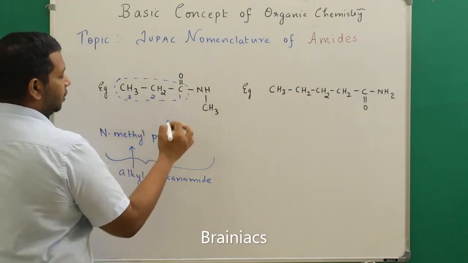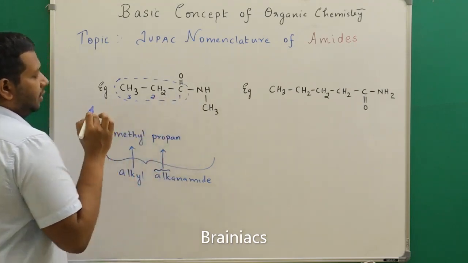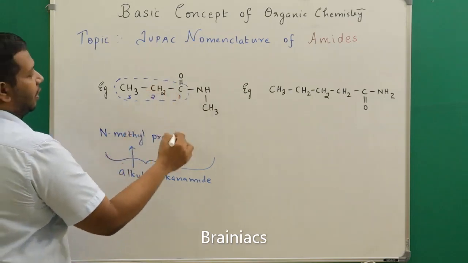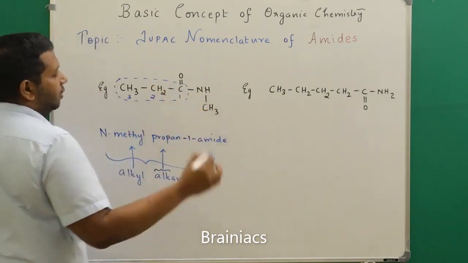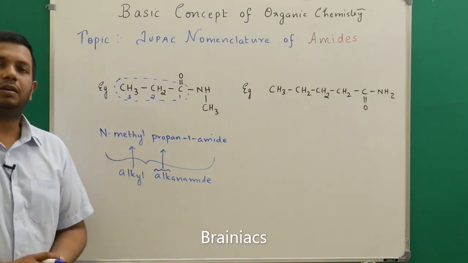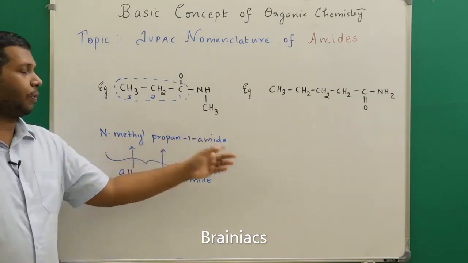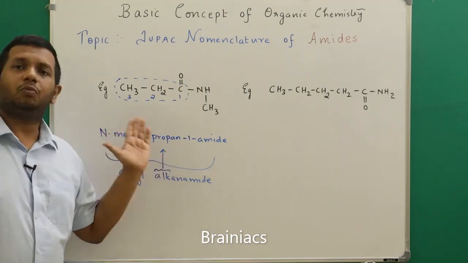Now all are linked through single bond. So I will say propan, correct. At first position we have amide. So propan-1-amide. Understood? So this is the way we used to name the compound. Either we can say N-methyl propanamide or N-methyl propan-1-amide.